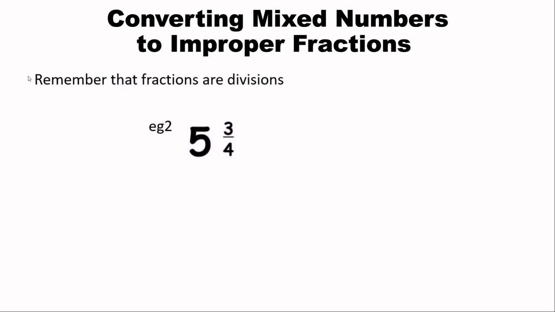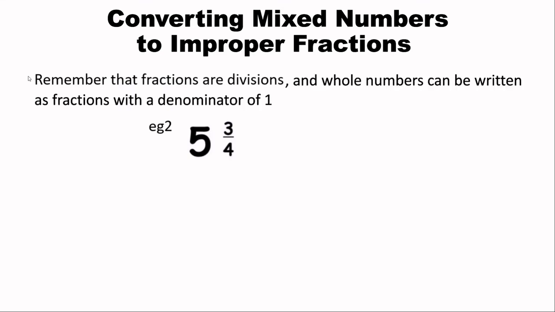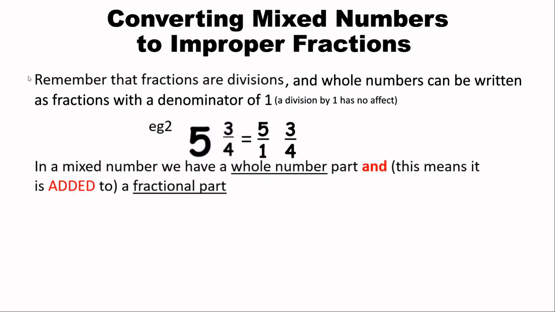Now this mixed number has a whole number part and a fractional part, but a whole number can be written as a fraction just with a denominator of 1, because dividing by 1 has no effect. So I can write 5 and 3/4 is the same thing as 5 over 1 and 3/4. 5 divided by 1 is still 5. Now notice that I'm saying 5 and 3/4. When we have mixed numbers, the whole number part and the fractional parts are being added together.